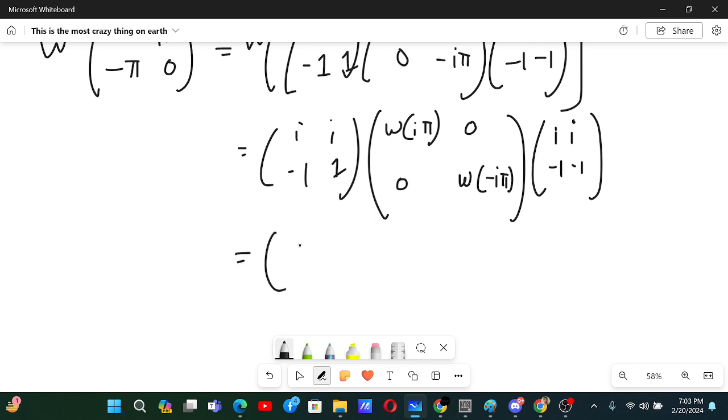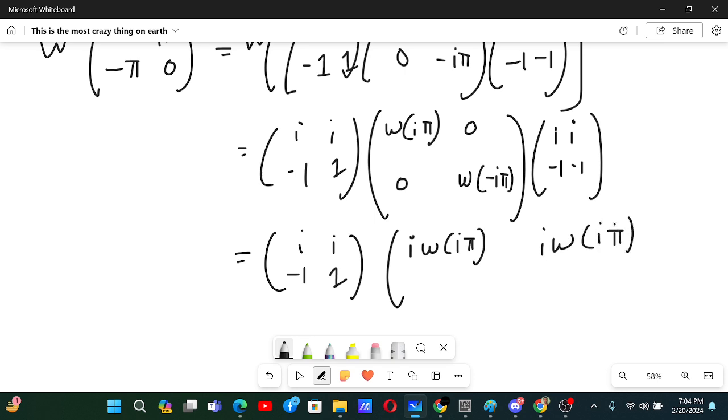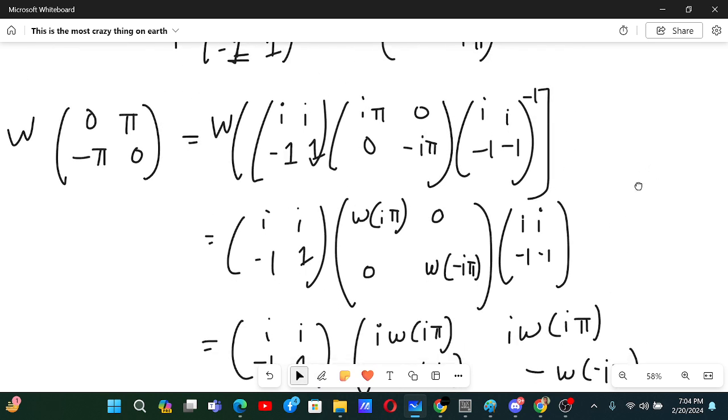Let's just do it. Yeah, i, minus 1, i, 1. Now if we multiply these two, what do we get? i times Lambert W of i pi, and then 0. And over here we get i times Lambert W of i pi again, and over here minus Lambert W of minus i pi, and over here minus Lambert W of minus i pi again. Oh, but wait, I forgot to take the inverse. My bad.